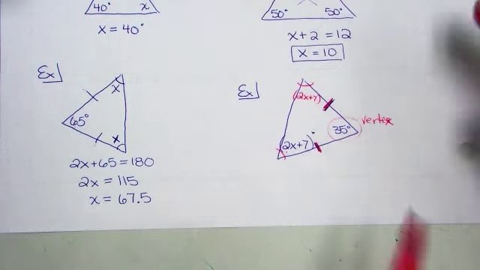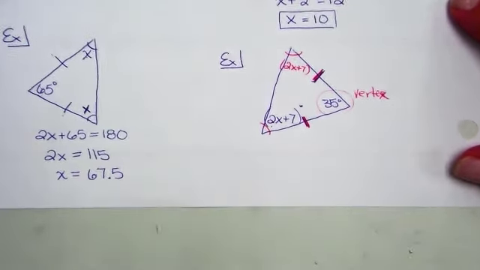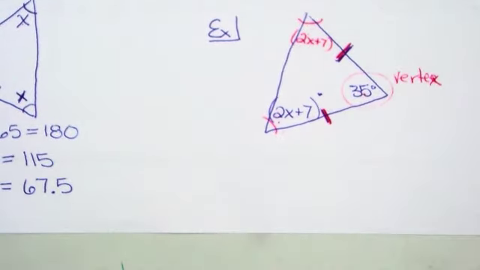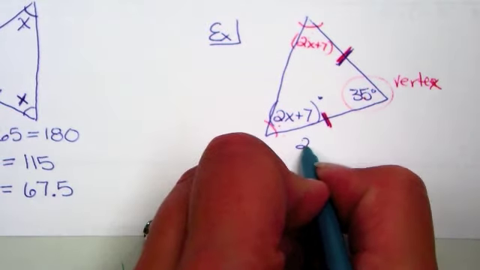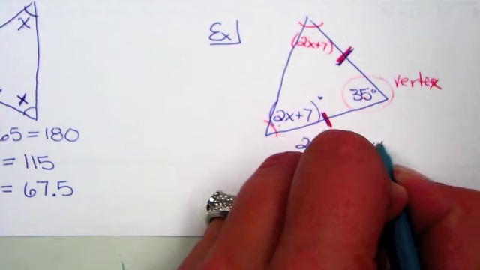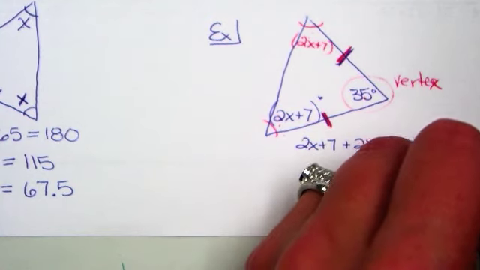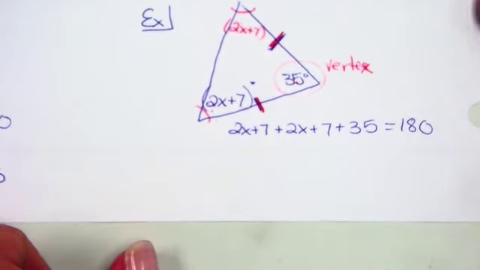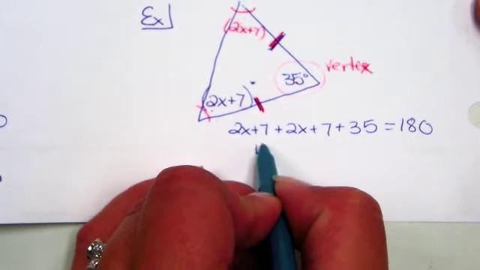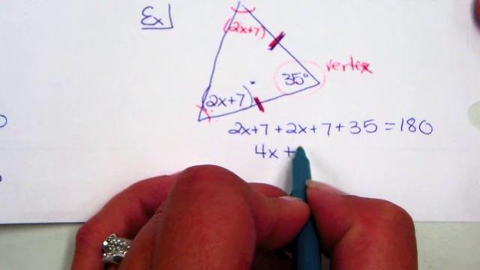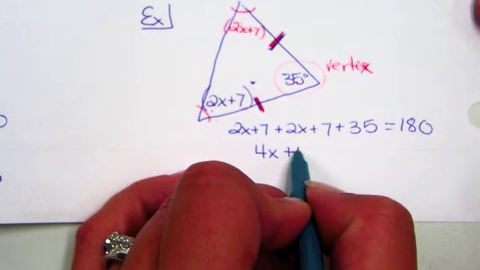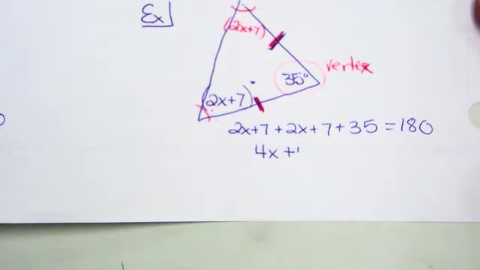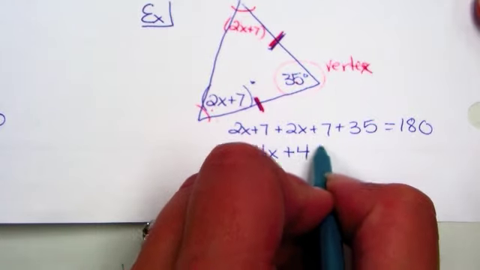And using triangle sum, I know that all three of these angles have to add up to 180 degrees. So 2x plus 7 plus 2x plus 7 plus 35 has to add up to 180 degrees. Do a little simplifying here, and I get 4x plus 49. Actually, I don't think it's 49. 35 and 14. Oh yeah, 49. 4x plus 49 equals 180.